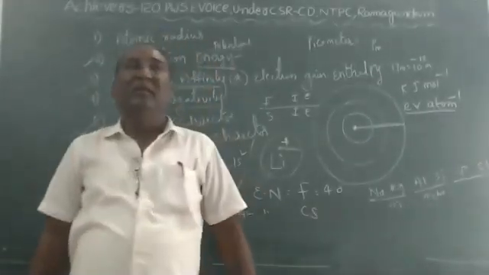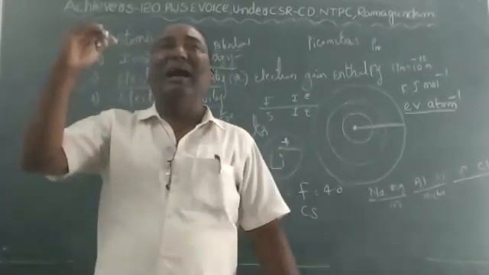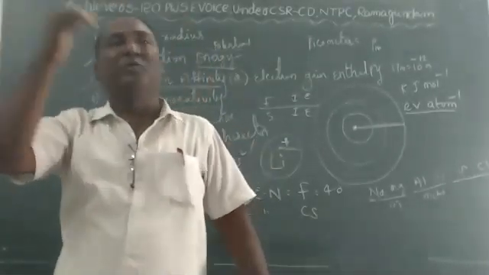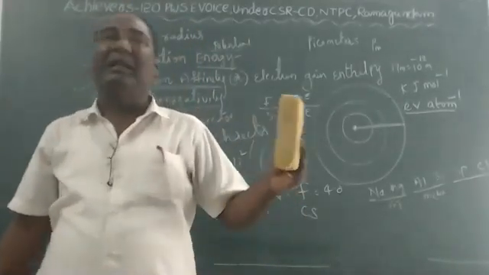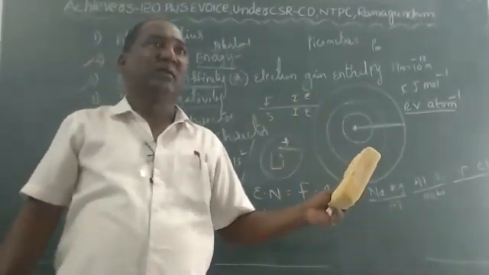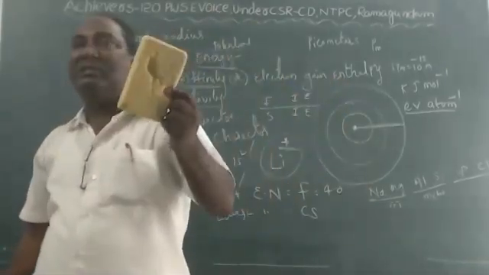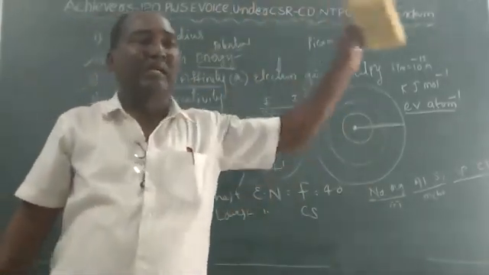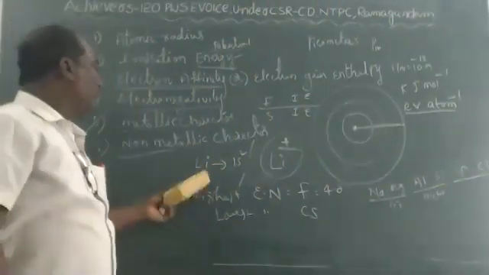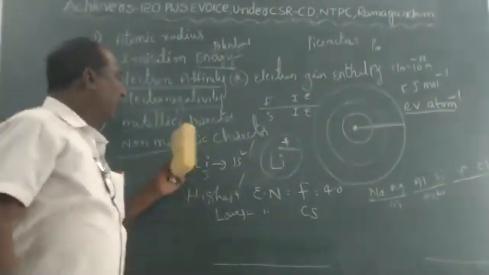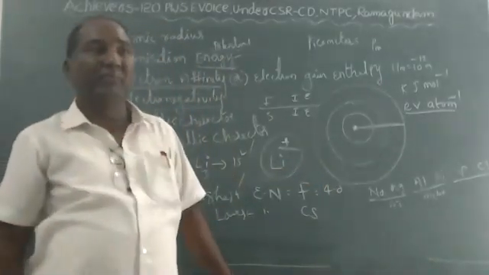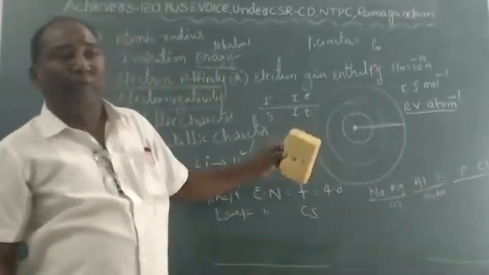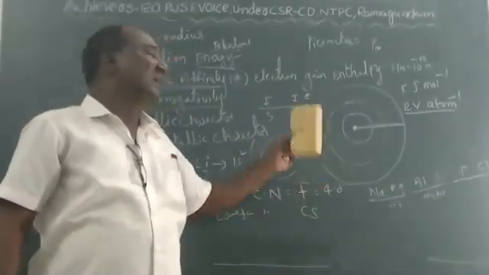Non-metallic character. When there are five or more electrons in the outermost shell, the elements are called non-metals. Non-metallic character increases as we move from left to right in a period, and decreases in a group from top to bottom.